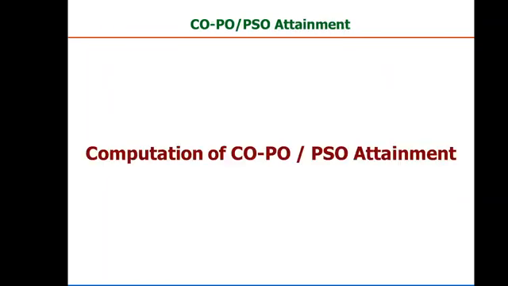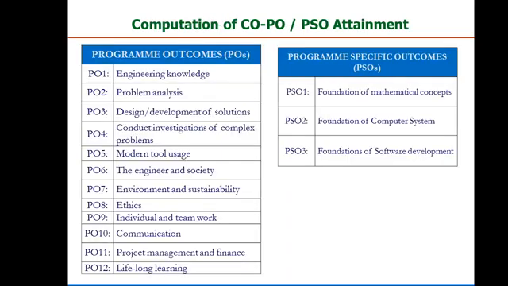Then coming to the second agenda, which is computation of CO, PO and PSO attainment. Here I have considered one sample course as a case study. Then coming to the review of program outcomes and program specific outcomes. So the 12 program outcomes, which were described earlier, PO1 to PO12. Then this subject is related to computer science and engineering, so the CSE department PSOs, PSO 1, 2, 3 are considered here.